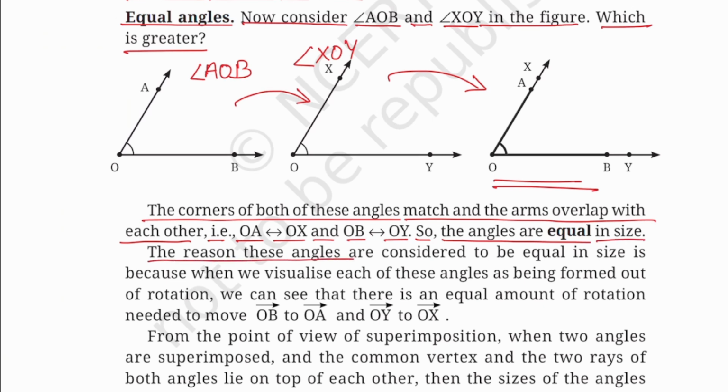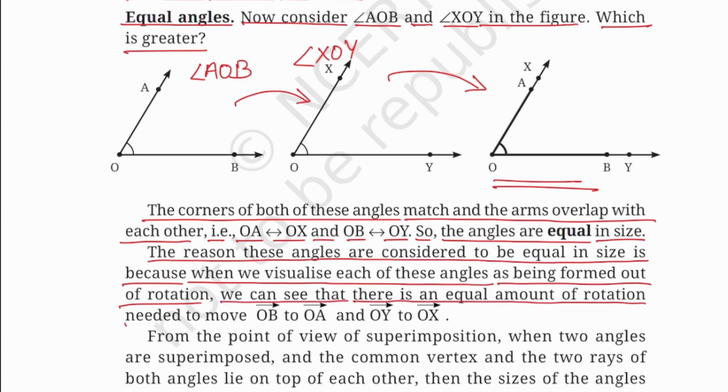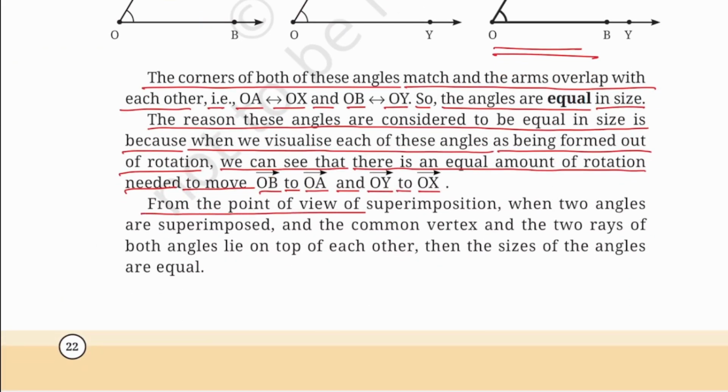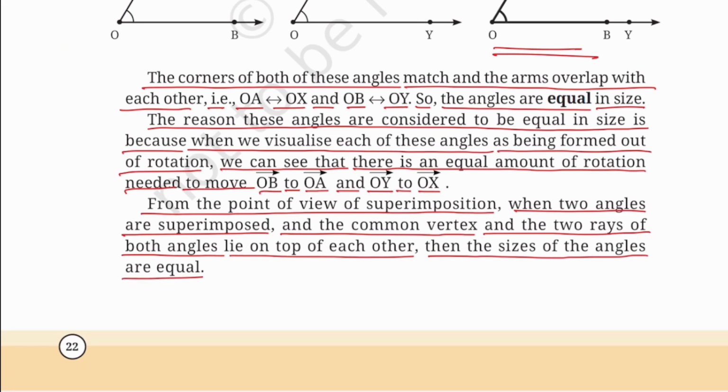The reason these angles are considered to be equal in size is because when we visualize each of these angles as being formed out of rotation, we can see that there is an equal amount of rotation needed to move ray OB to ray OA and ray OY to ray OX. From the point of view of superimposition, when two angles are superimposed and the common vertex and the two rays of both angles lie on top of each other, then the sizes of the angles are equal.